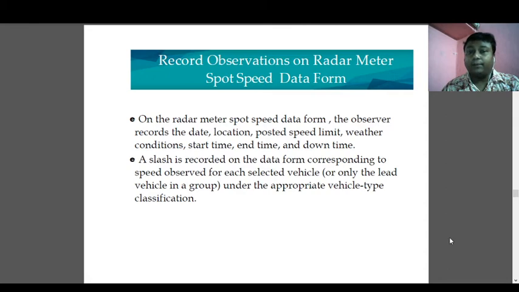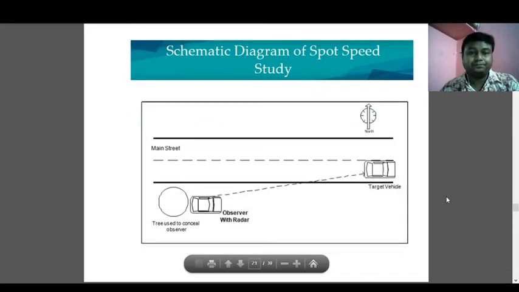Next is the record observation on the radar meter spot speed data form. On the radar meter spot speed data form, the observer records the data: location, posted speed limit, weather condition, start time, end time, and the downtime. So these are the record observations done with the radar meter. A slash is recorded on the data form corresponding to the speed observed for each selected vehicle under the appropriate vehicle type of the classification.